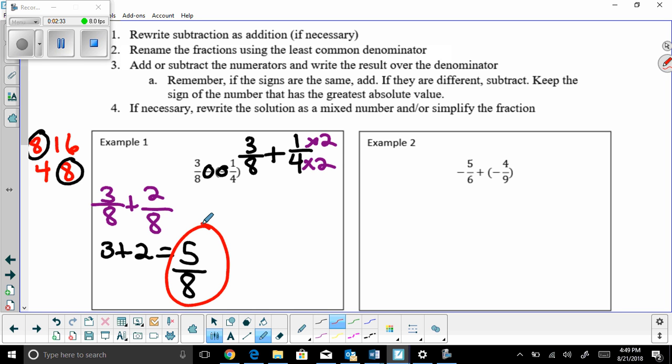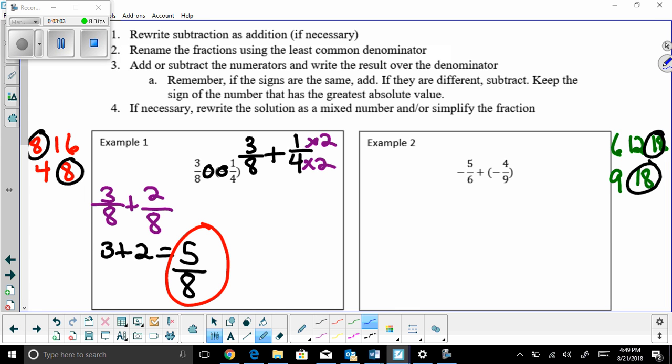I do not need to rewrite this fraction because it is already addition. Step 2 says to rename the fractions using the least common denominator. So if I write out my multiples of 6, I have 6, 12, and 18. If I write out my multiples of 9, I have 9 and then 18. I can identify that the least common denominator between these two fractions is 18. So this time we're going to have to change both fractions.